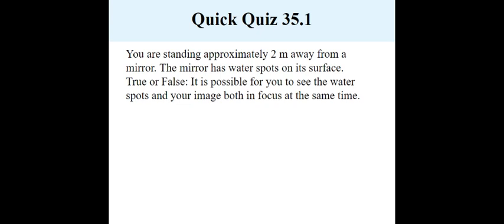If you're standing 2 meters away from the mirror, your reflection is 2 meters behind it. In other words, there's a total distance of 4 meters between you and your reflection. So your eyes will need to focus 4 meters away from you to get a clear view of your reflection. The water spots on the surface are 2 meters away from you. So you can't focus on the water spots and your reflection at the same time, since they are different distances, and your eyes will have to make a different adjustment to see them respectively. So it's false.